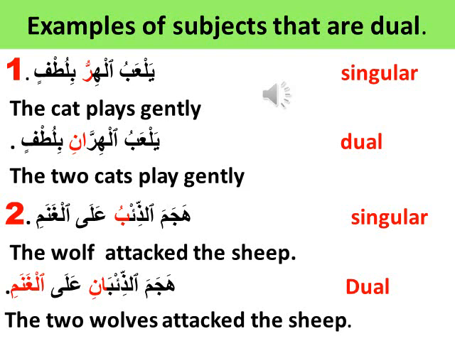The second example. هجم الذئب على الغنم. In singular form, the subject just has a dammah at the end of it. However, in dual form, the subject gets ani added to the end of it. ذئباني. هجم الذئبان على الغنم.